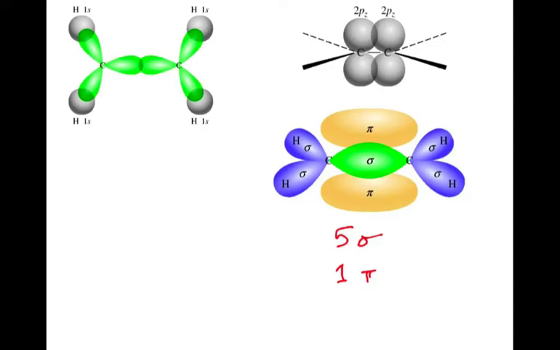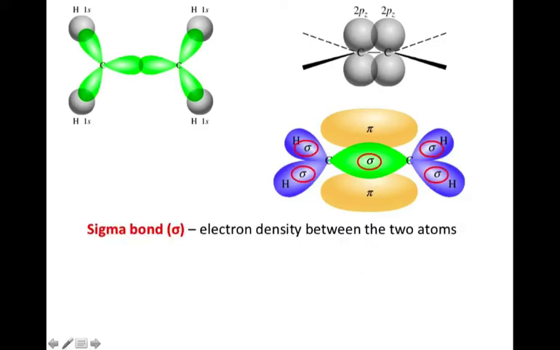Now let's try to define this a little better. Sigma bonds have electron density between the two nuclei. So the sigma bond between the two carbon atoms, the probability of finding the electron lies between the two carbon atoms on the line that connects the two. Sigma bonds are symmetrical about the line that connects the two nuclei, and they come from the hybrid orbitals.